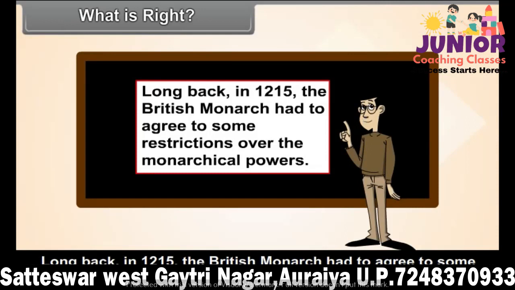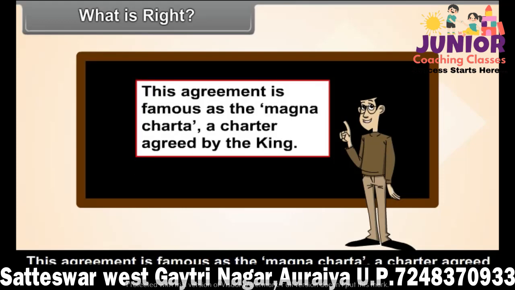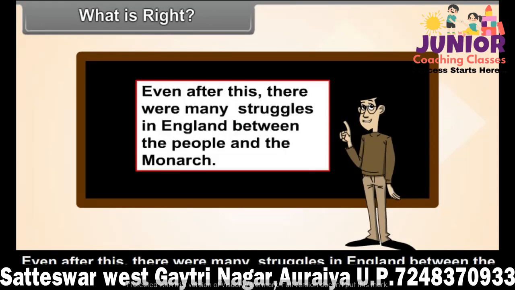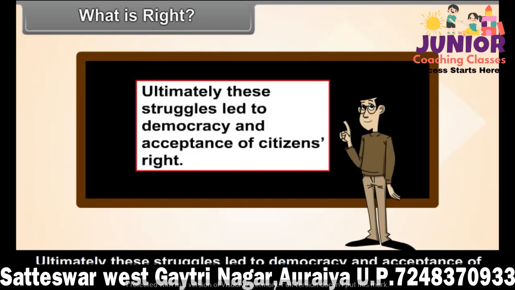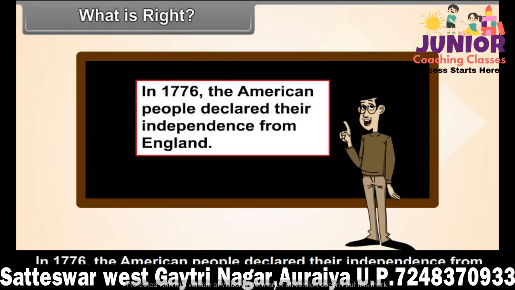Long back in 1215, the British monarch had to agree to some restrictions over the monarchical powers. This agreement is famous as the Magna Carta, a charter agreed by the king. Even after this, there were many struggles in England between the people and the monarch. Those struggles resulted in many more limits on the powers of the king or queen. Ultimately, these struggles led to democracy and acceptance of citizens' rights.